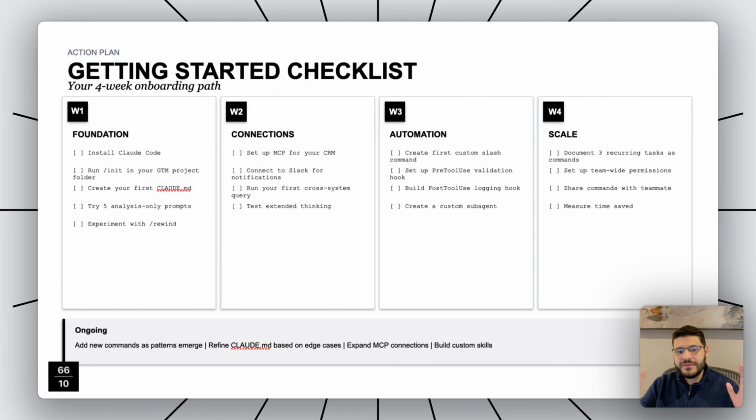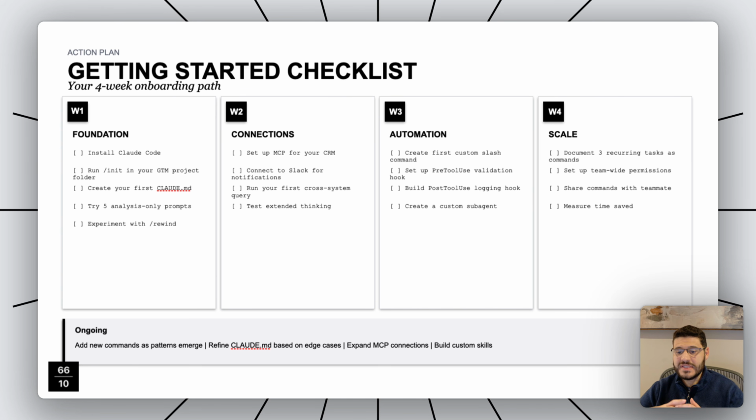So I always love to leave you guys with a checklist so you can sort of create your own Claude Code implementation internally. So here's kind of a 4-week sprint or onboarding path that I put together. Think foundation. Week 1: install Claude Code, set up your go-to-market strategy, and start building out your Claude.md. Try 5 analysis-only prompts and experiment with Rewind. In week 2, start making those more advanced connections. Connect the MCP to your CRM, connect Slack for notifications, run your first cross-system query, right? And test extended thinking.